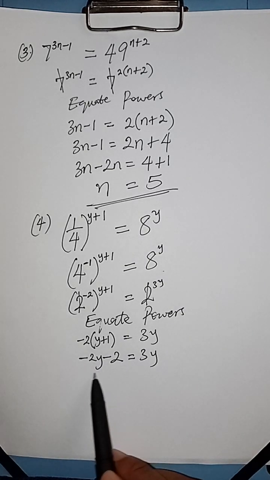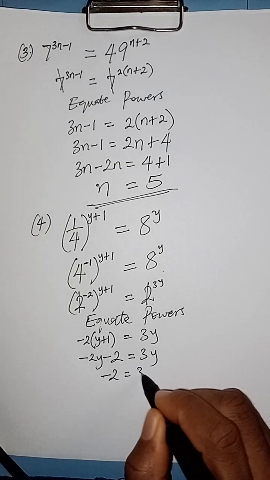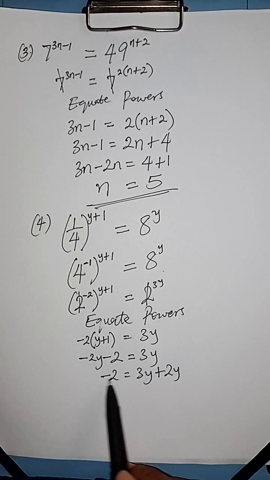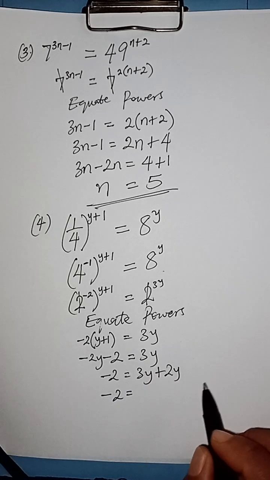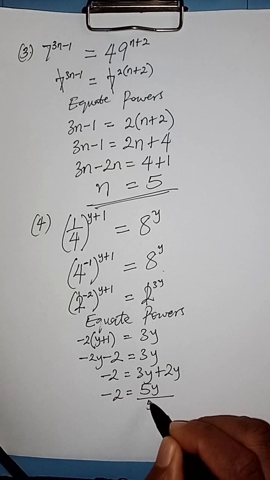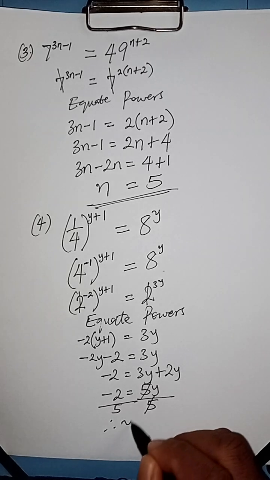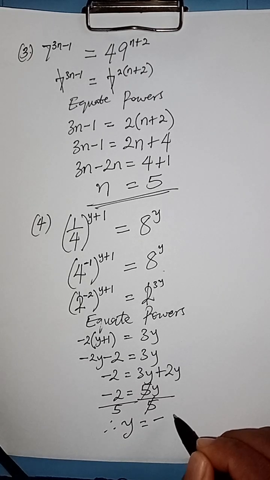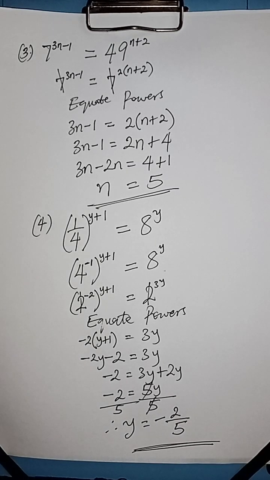Now minus 2y will move to your right-hand side and becomes 3y plus 2y. You're left with minus 2, so that's what will be here. And this is minus 2 equals 3y plus 2y, 5y. So you can divide by the coefficient of y, and therefore your y is minus 2 over 5. That's the answer to your question.